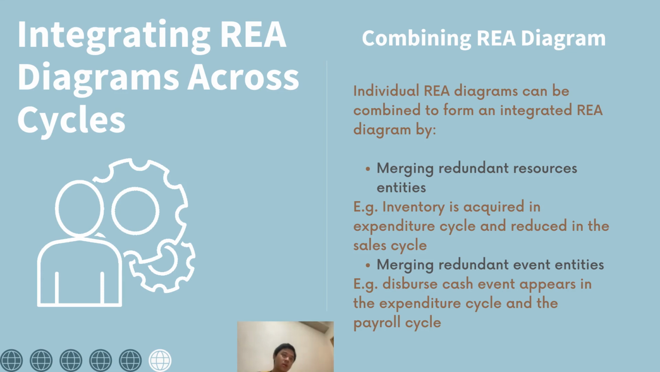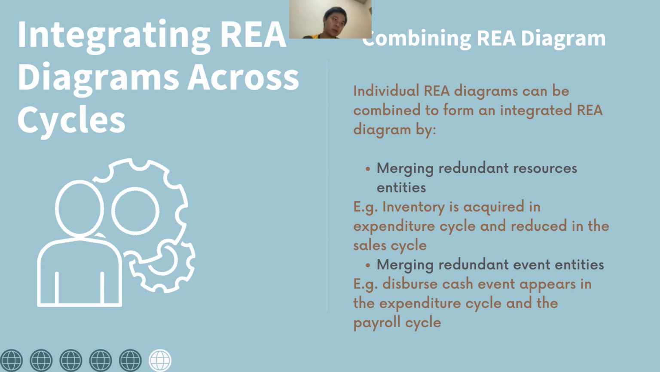Next is integrating REA diagrams across cycles. Individual REA diagrams can be combined to form an integrated REA diagram by first merging redundant resource entities. So it basically means the REA diagrams for individual transaction cycles are built around basic give-get economic exchanges. Here's an example: the expenditure cycle tells you how the company gets inventory, but doesn't tell you what becomes of the inventory.